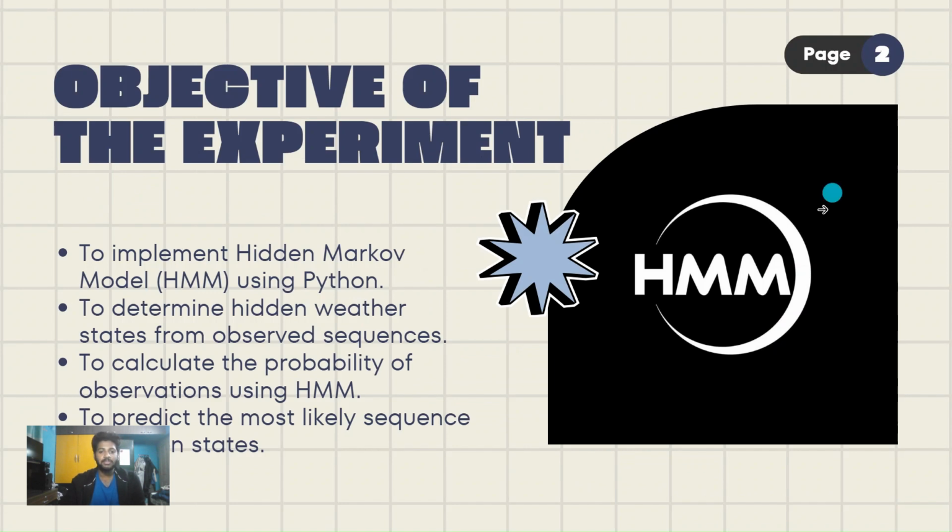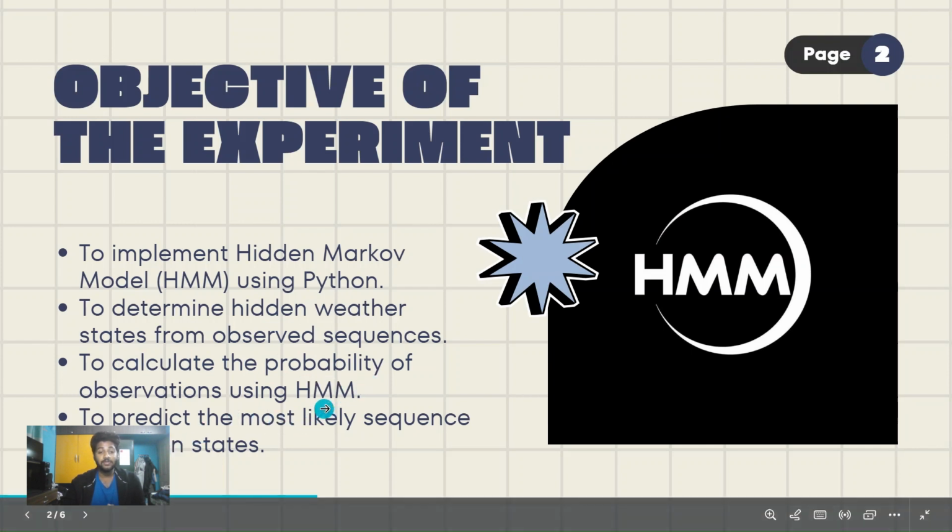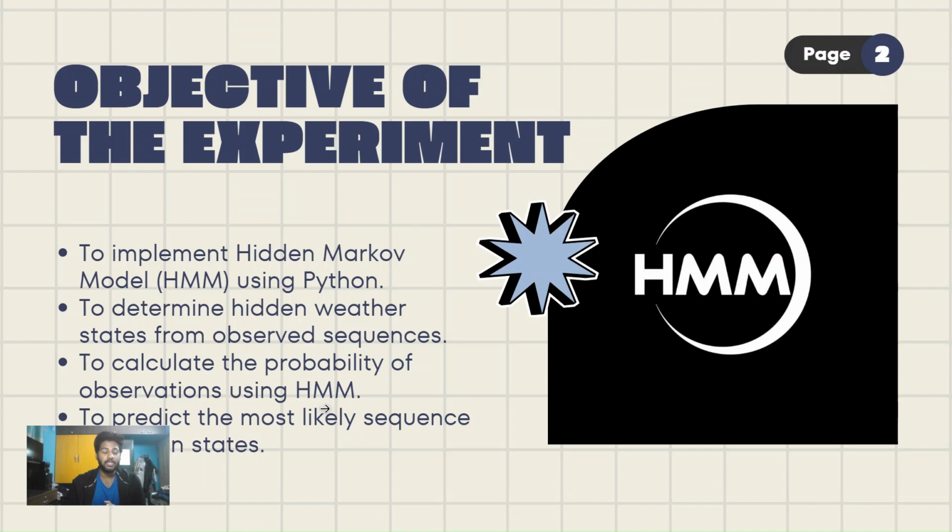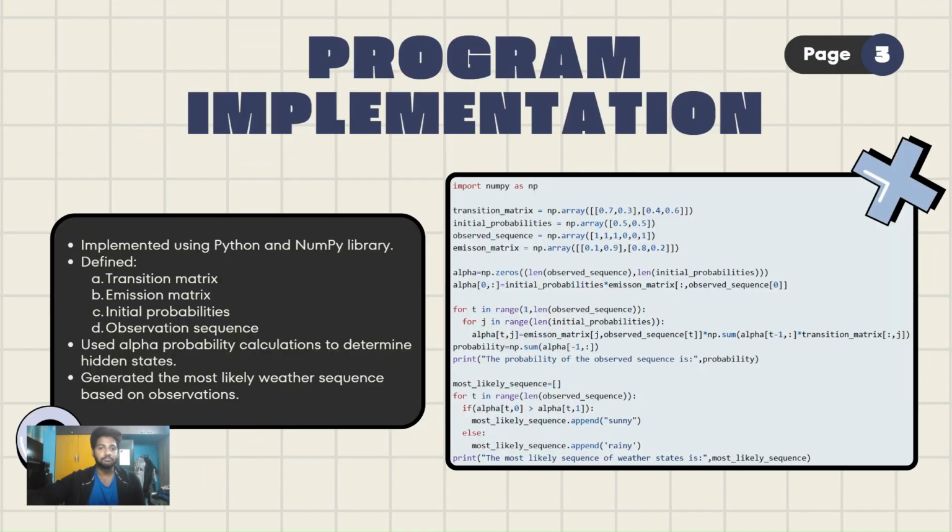We are going to implement this hidden Markov model using Python and determine hidden weather states from observed sequences. So here we're going to take an example of weather, and then from the weather the observed sequence could be anything like happy or sad. After that, we calculate the probability of observations using the HMM and find the most likely sequence of hidden states. This is what I have said, the hidden states. Okay, so let's get into it.